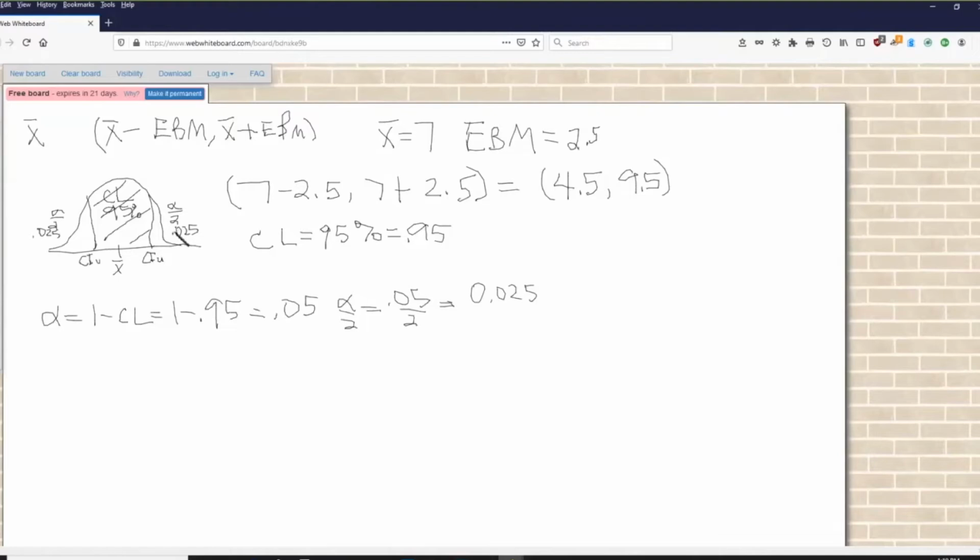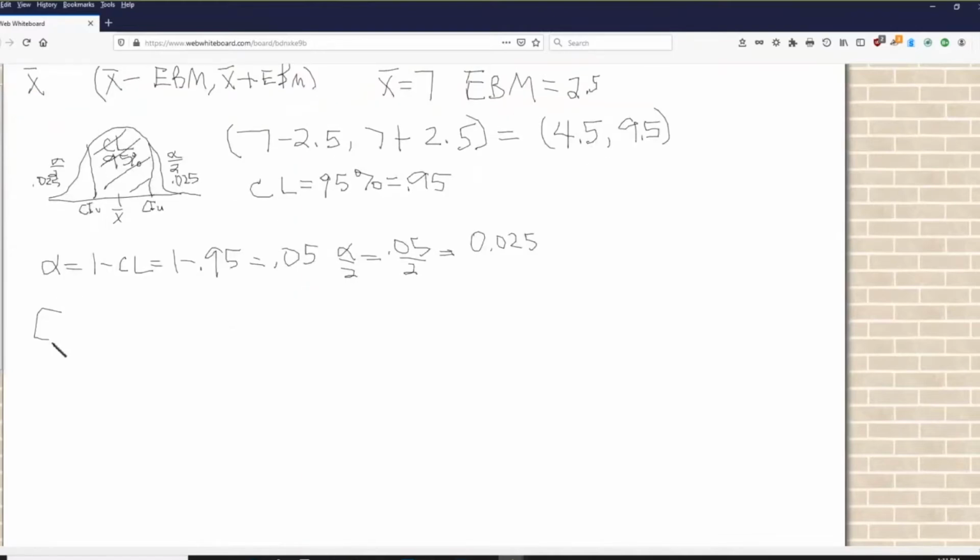Now the formula for the error bound of the mean for an unknown population mean and a known population standard deviation is going to be Z alpha over 2 times the standard deviation of the true population divided by the square root of the sample size. And you'll recognize this standard deviation over the square root of the sample size. That's what we used with the normal distributions when we were using the central limit theorem. So that's where this comes from.